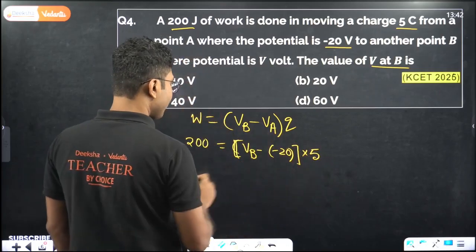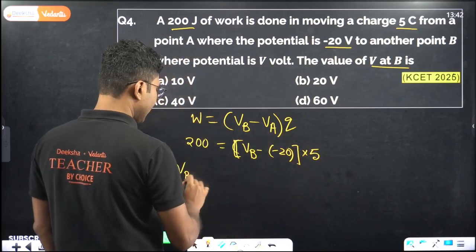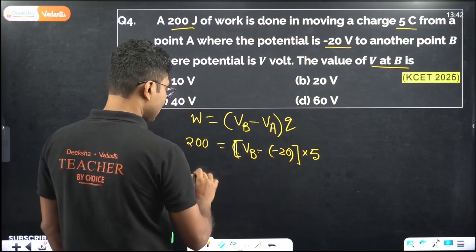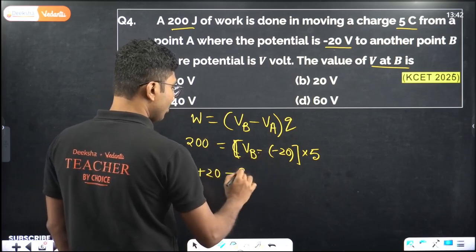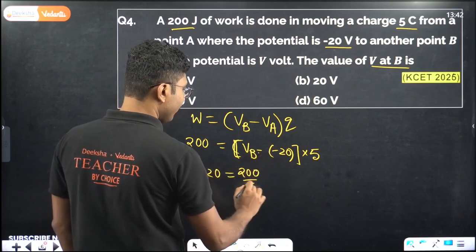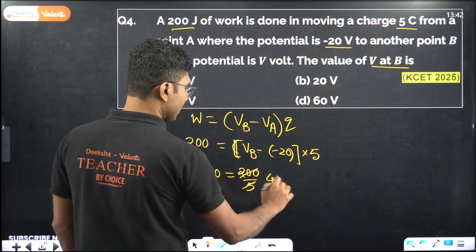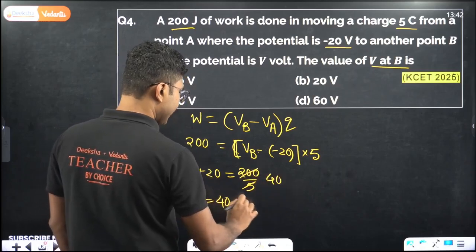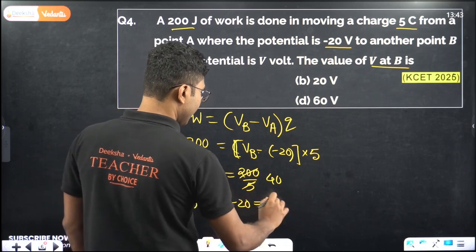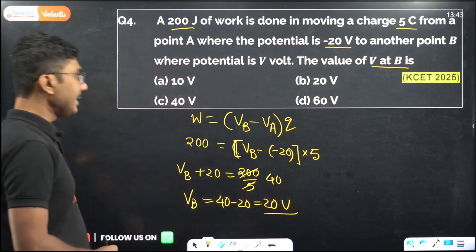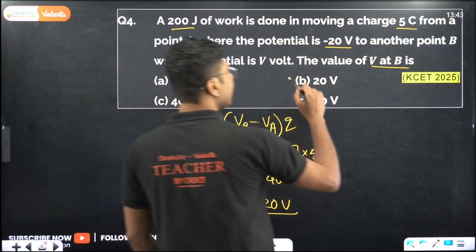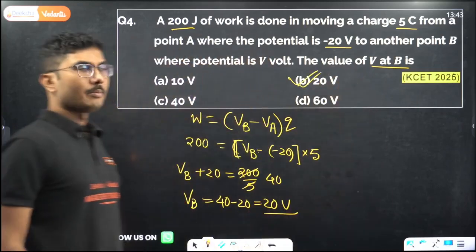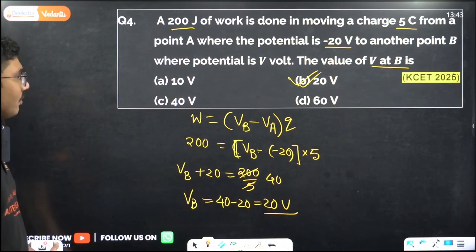So you have to find VB. So VB plus 20 equals 200 by 5, which is actually 40. So VB equals 40 minus 20, which equals 20 volt. So VB is plus 20 volt. It is not 40 volts, but it is plus 20 volts.